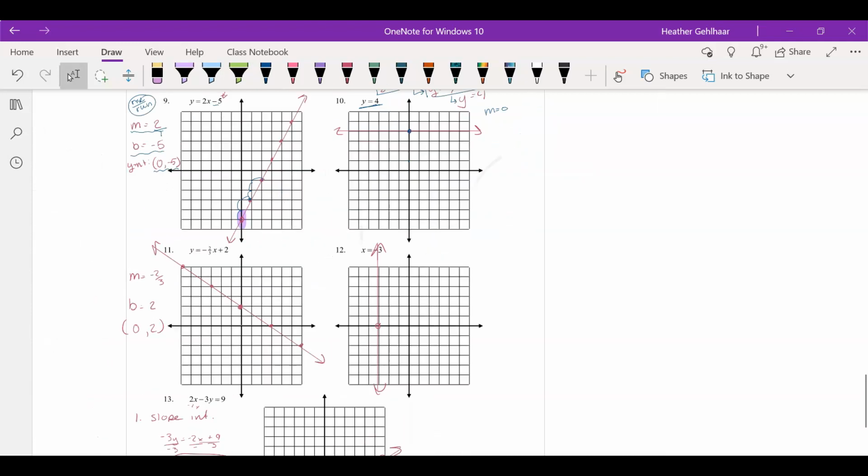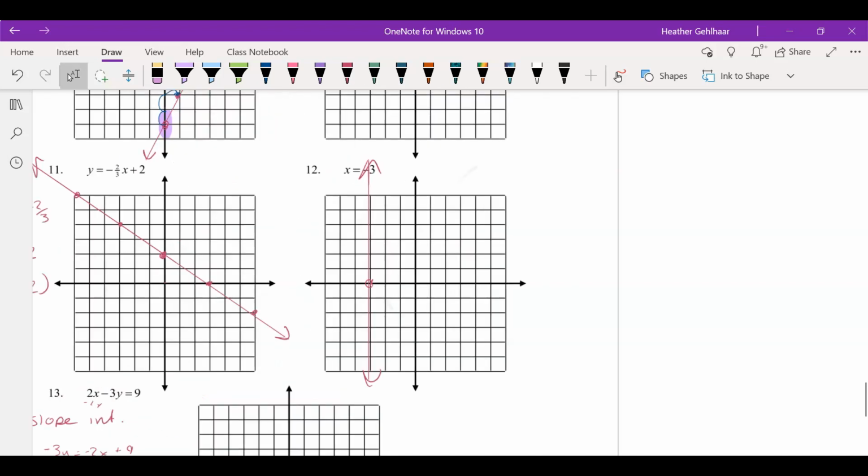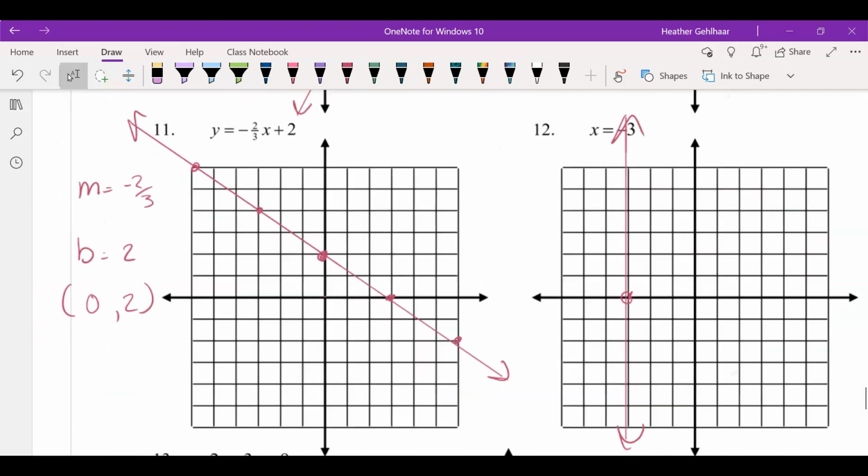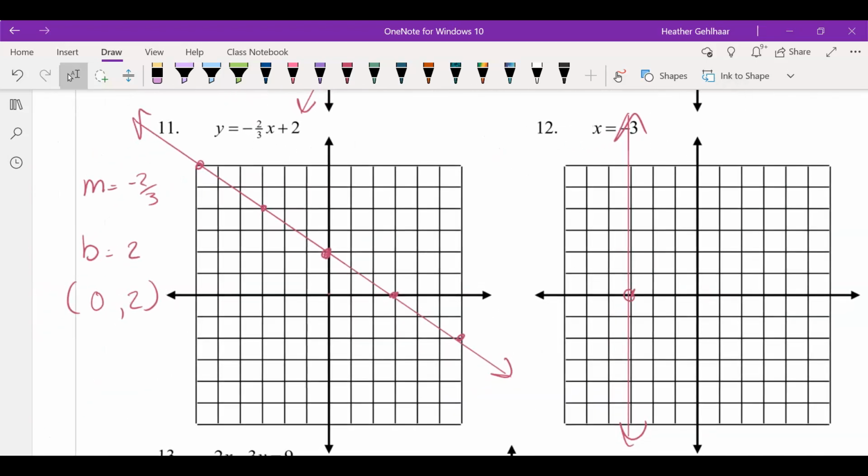Okay, next graph here. Next question, we're going to graph it. So here it's y equals negative 2 over 3x plus 2. So that means our slope is negative 2 over 3, so our line is going to be decreasing. And then our b is 2. And this is just the y-intercept, right? It's the same thing as the b, just written as the ordered pair.